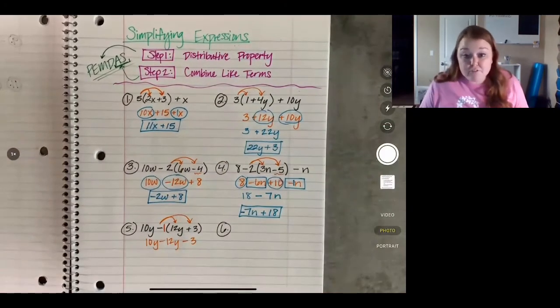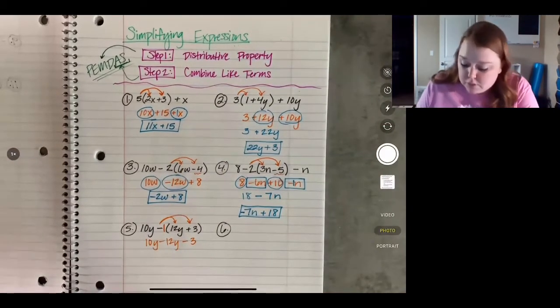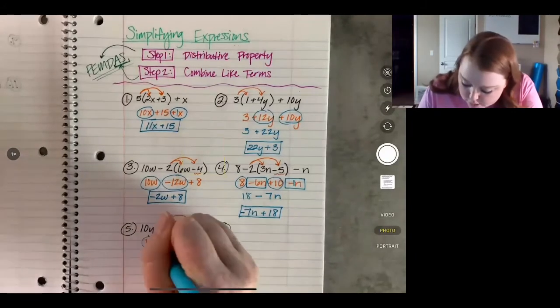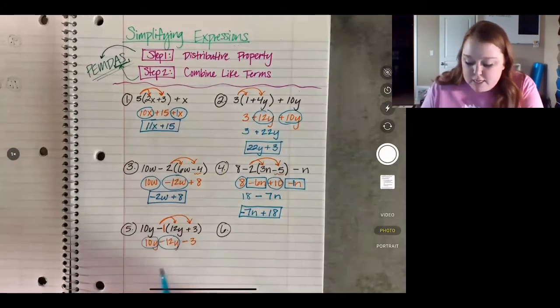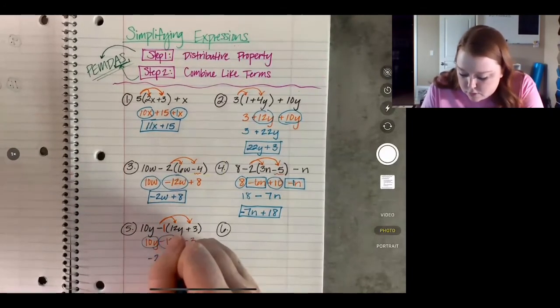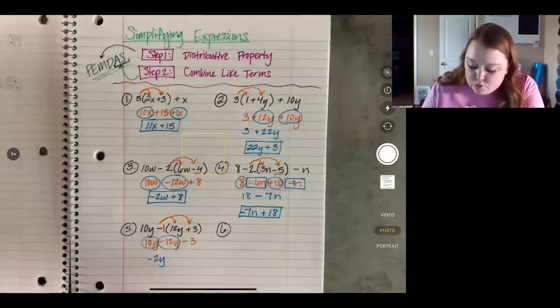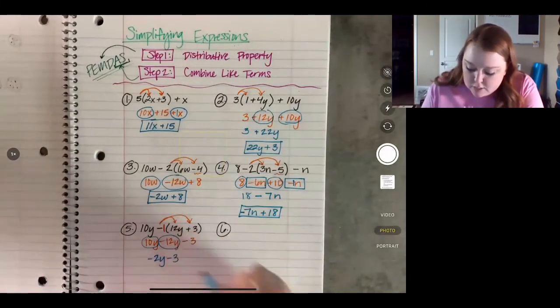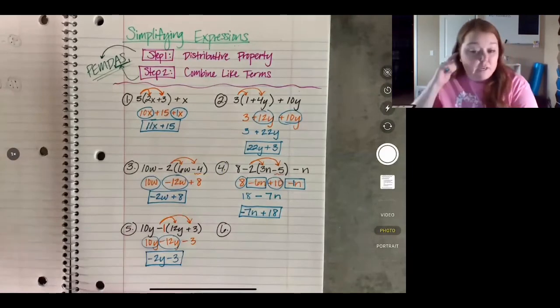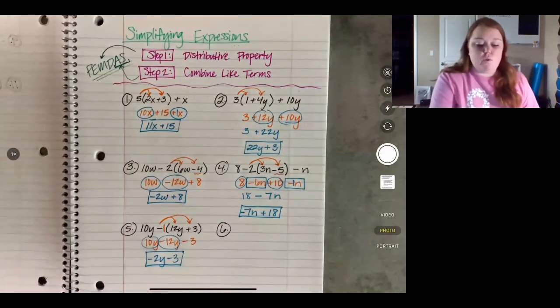After you distribute, combine like terms. 10y minus 12y. 10 minus 12 is negative 2, so that'd be negative 2y. Drop down the negative 3. It is in standard form already, so my final answer is negative 2y minus 3.